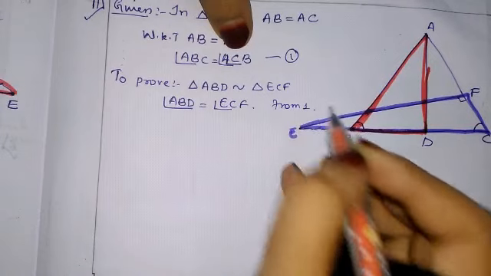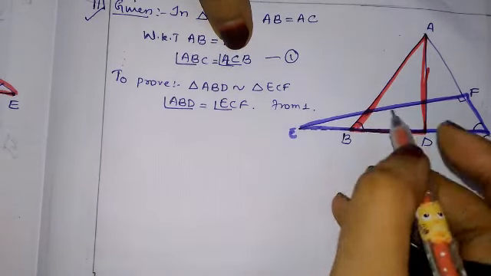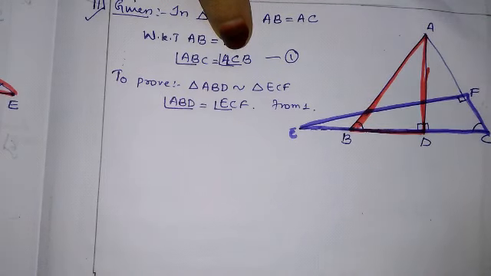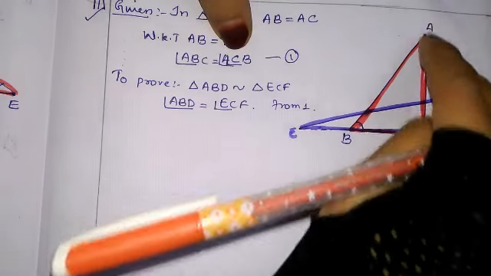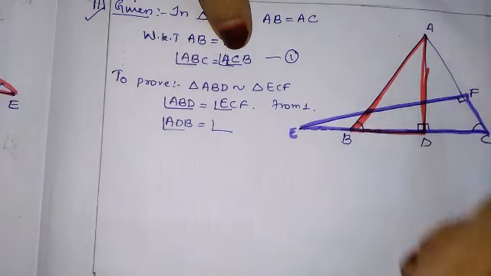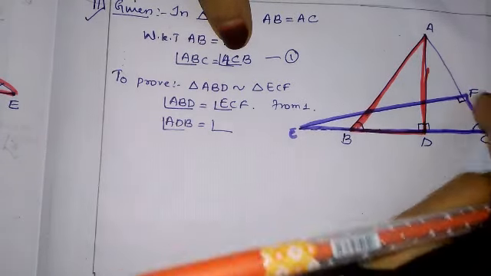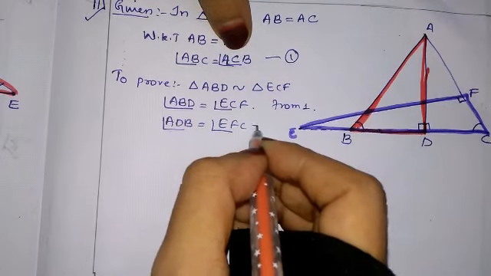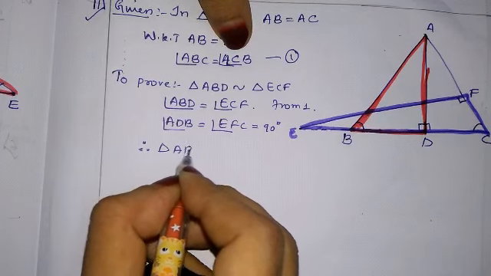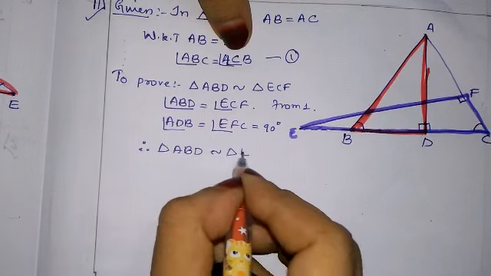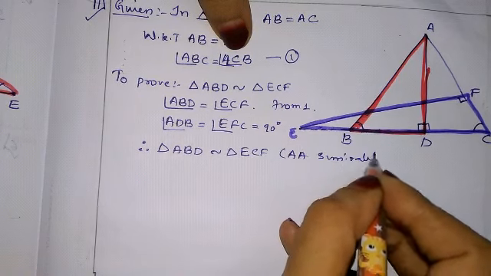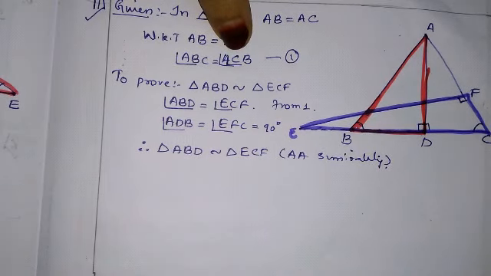Next, what we can see here is the altitude they have told. Their altitudes make 90 degrees. Let us see which are the 90 degree angles. Angle ADB is equal to angle EFC, and EFC is equal to 90 degrees. Two angles we got the same. Therefore, triangle ABD is similar to triangle ECF by AA similarity. This completes the question.